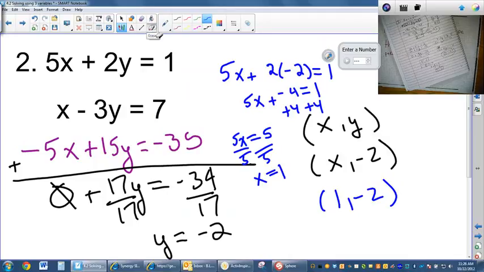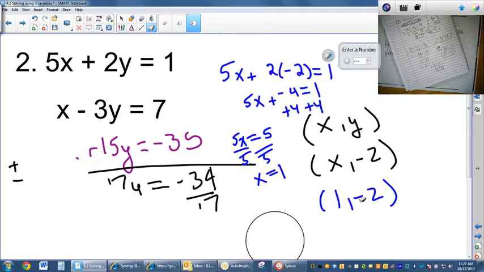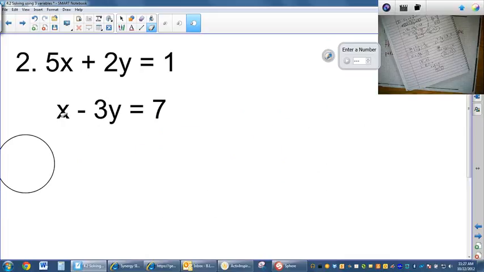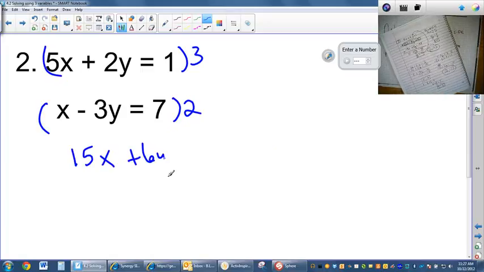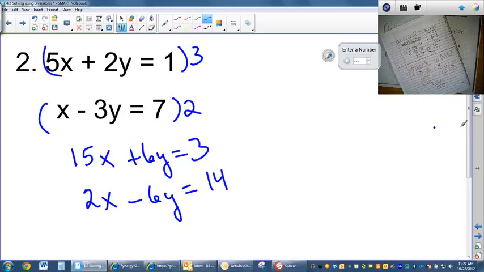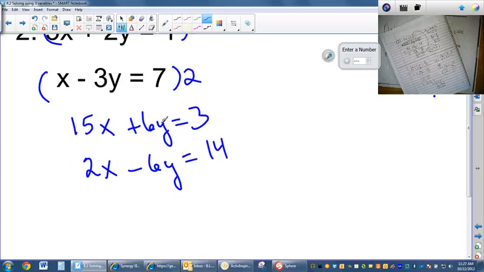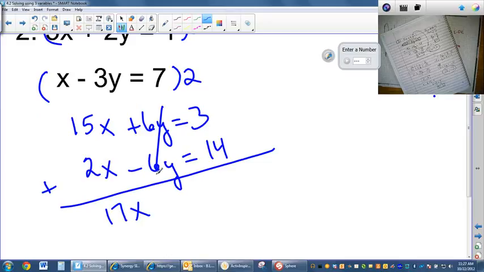Let's look at it by getting rid of the y. Alright, so we're going to multiply the top one by 3 and the bottom one by 2. Our two new equations are going to be 15x plus 6y equals 3. And on bottom I get 2x minus 6y equals 14. When I add these together, I get 17x, those cancel out, equals 17. I want to divide both sides by 17. I get x equals 1.